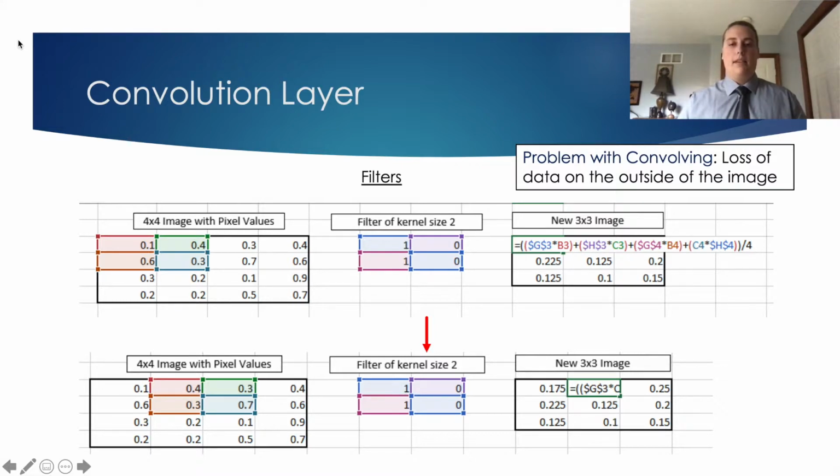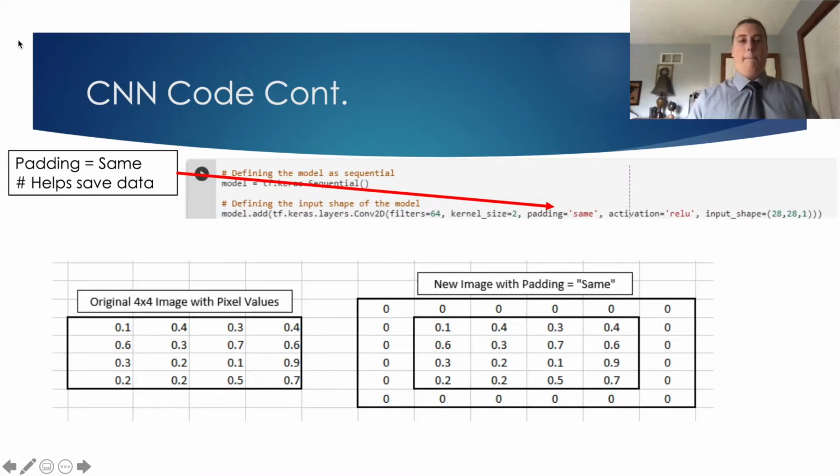But the problem with this is that you're losing data on the outside. So if you start with that 4 by 4 image and you use a kernel size of 2, you're going to get a 3 by 3 image. So this is the main problem that we see. But to solve that, you can use padding, which is just an easy way to say put a layer of zeros around the image, so that after convolving, it has the same size.